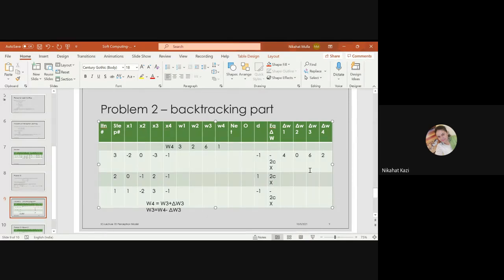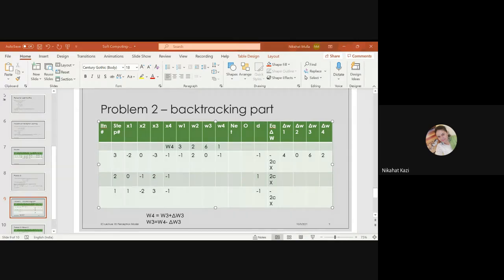Now that we have this vector with us, we can easily compute W3 using this equation that we rewrote. W3 is nothing but W4 minus delta W3. So W4 is there with us, delta W3 is there with us. We can just subtract these two and get W3. Subtract those two values and tell me what is W3. 3 minus 4, that is minus 1. Next, 2 minus 0, that is 2. 6 minus 6, that is 0. 1 minus 2, that is minus 1.